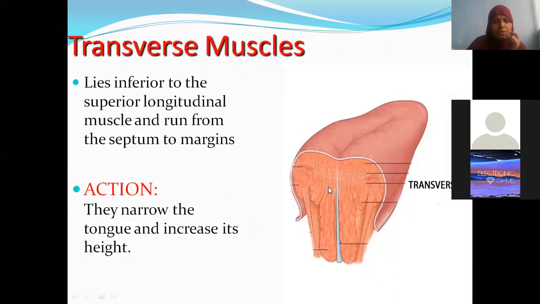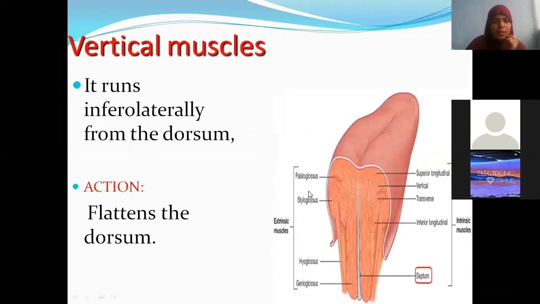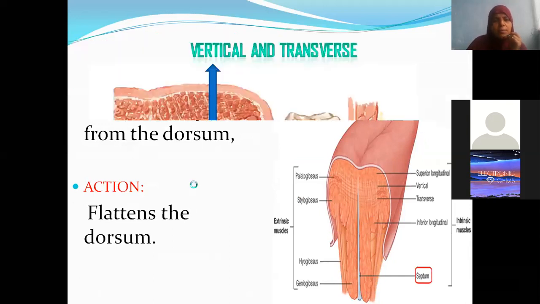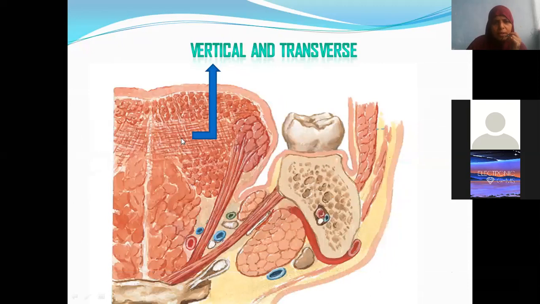Then we have transverse muscles, which lie inferior to the superior longitudinal. Okay, it is also running from the septum, this is the septum, to the margins. It narrows the tongue and increases its height. Then we have vertical muscles. They run inferolaterally to the dorsum and flatten the dorsum. So we have the vertical group, and this is vertical, transverse.